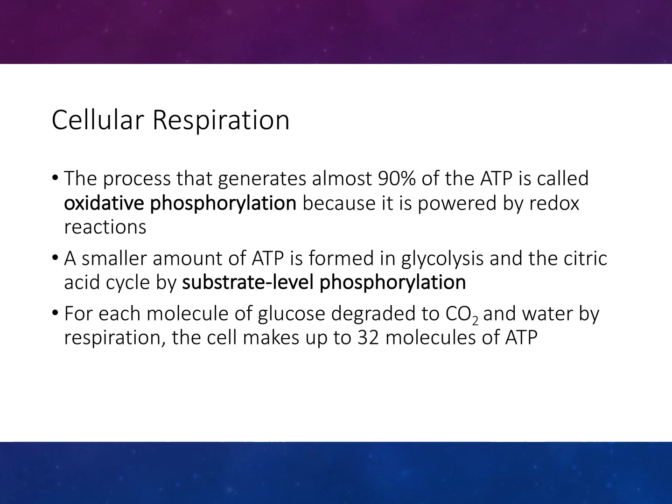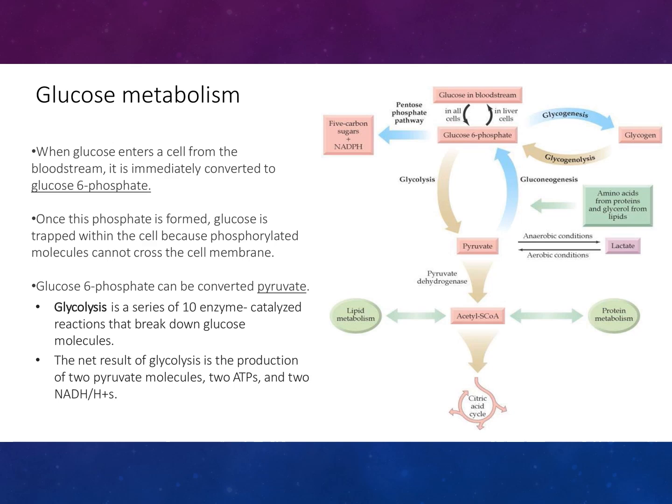A smaller amount of adenosine triphosphate is formed in glycolysis and the citric acid cycle by substrate-level phosphorylation. For each molecule of glucose degraded to carbon dioxide and water by respiration, the cell makes up to 32 molecules of ATP. When glucose enters a cell from the bloodstream, it is immediately converted to glucose 6-phosphate. Once this phosphate is formed, glucose is trapped within the cell because phosphorylated molecules cannot cross the cell membrane. Glucose 6-phosphate can then be converted to pyruvate.